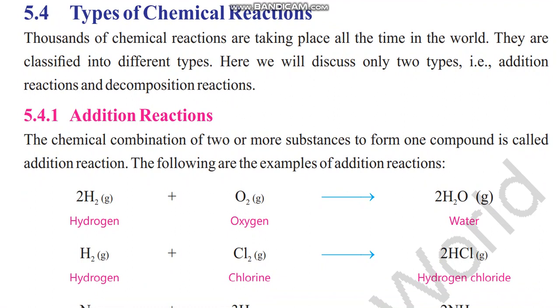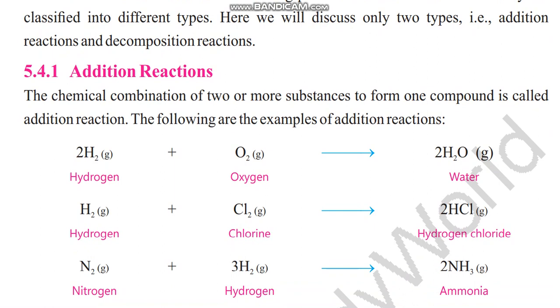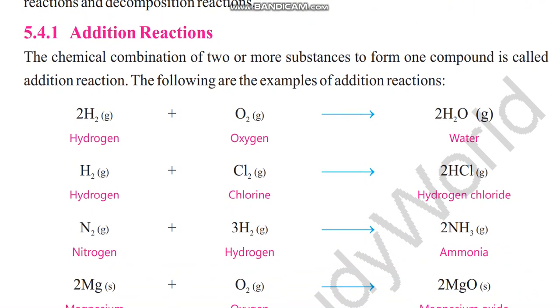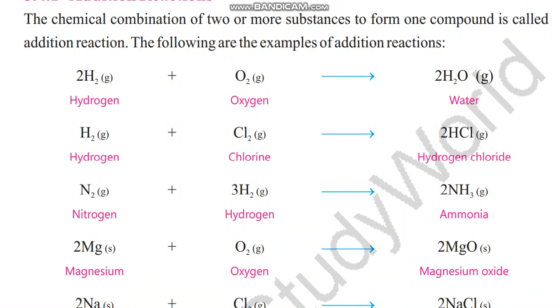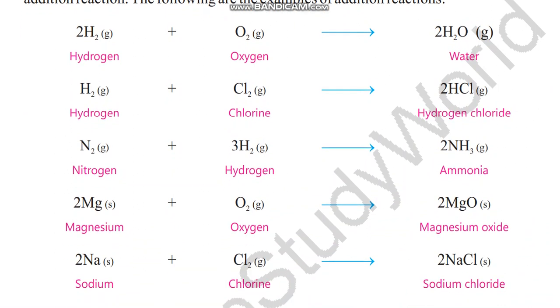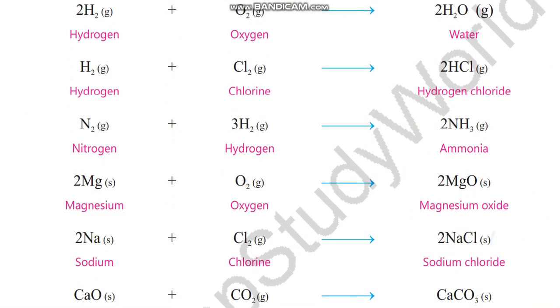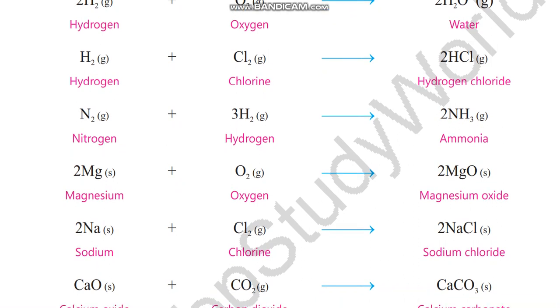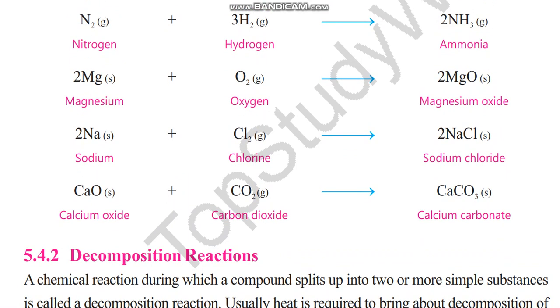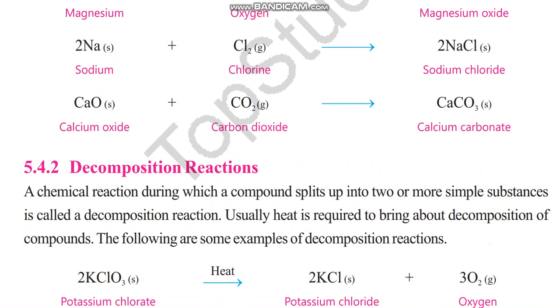Addition reactions: the chemical combination of two or more substances to form one compound is called an addition reaction, and the following are examples of addition reactions: hydrogen and oxygen give water; hydrogen and chlorine give hydrogen chloride; nitrogen and hydrogen become ammonia; magnesium and oxygen give magnesium oxide; calcium oxide and carbon dioxide become calcium carbonate.